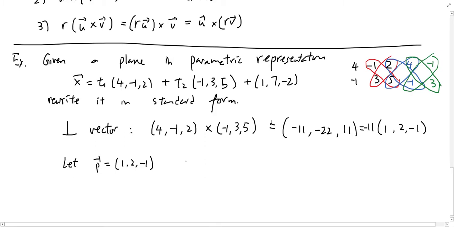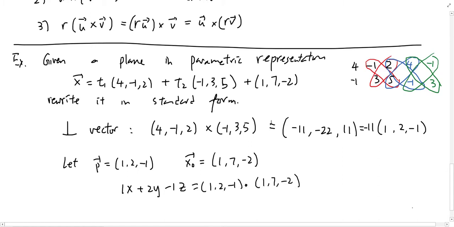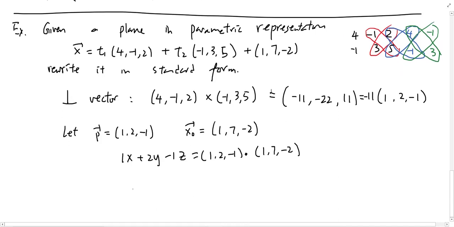So here's my perpendicular vector. So what I'm going to do is identify x sub 0. So x sub 0 will just be a point on the line, which we already know one right there from the parametric representation. So now I'm going to just write out my equation. My equation will be 1x plus 2y minus 1z equal to (1, 2, negative 1) dot product (1, 7, negative 2). So my plane would be x plus 2y minus z equal to, and then if I do this correctly, it will be 1 plus 14, so 15, 15 plus 2, which is 17. Here you go.